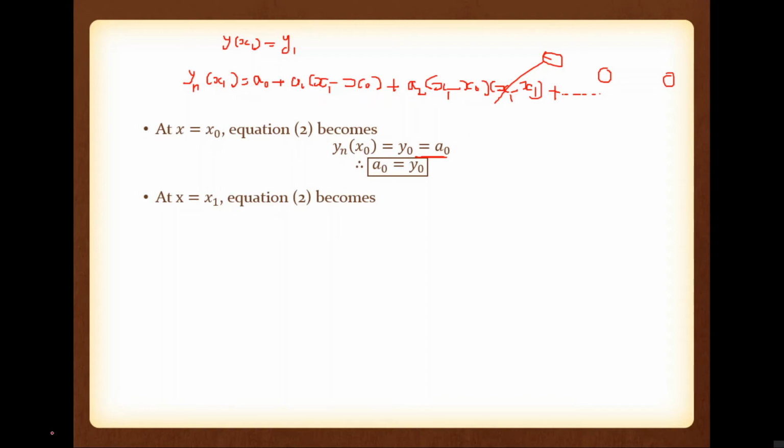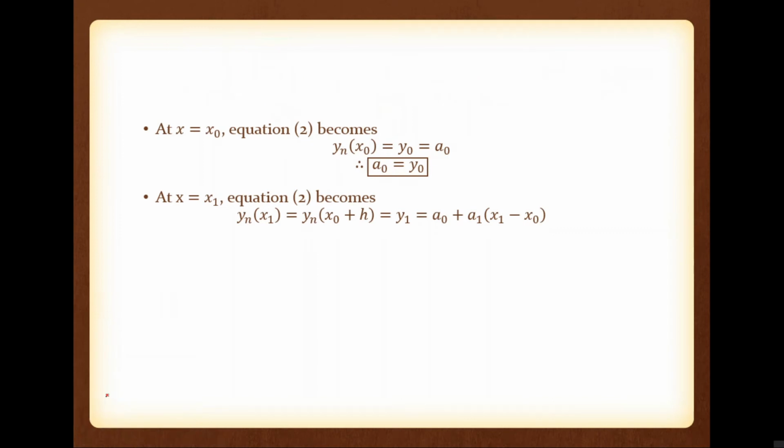That is equal to what? y of x1. What is y of x1? It is y1. So a0 plus a1 into x1 minus x0 equals y1. So y1 is equal to a0 plus a1 into x1 minus x0. Is it clear, all of you? Okay, thank you. So now what is x1 minus x0?